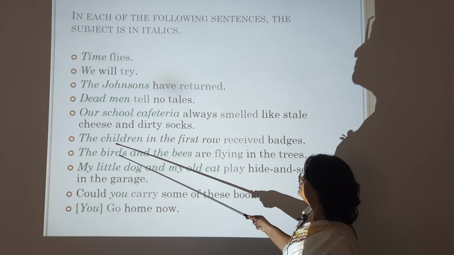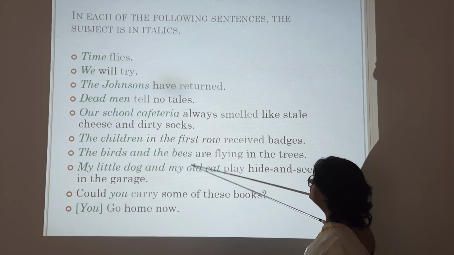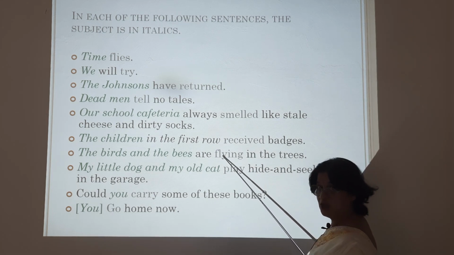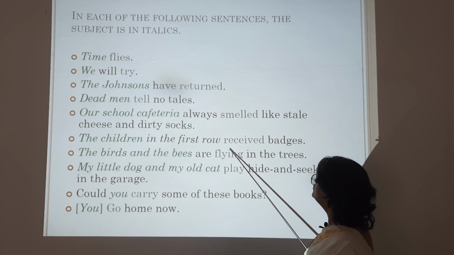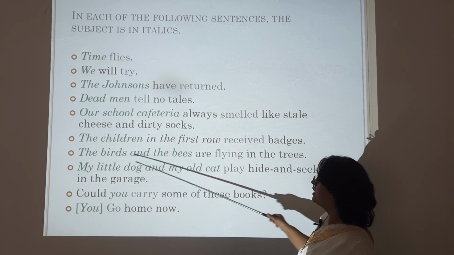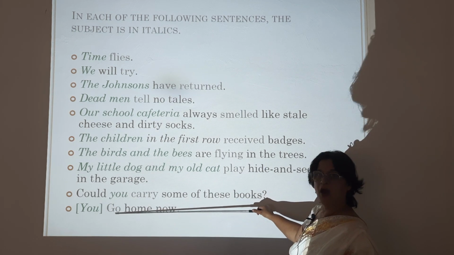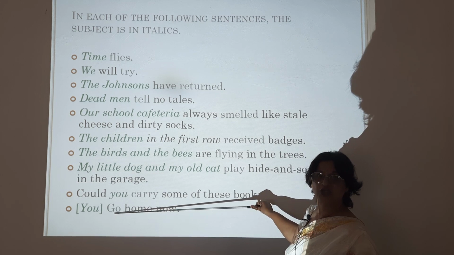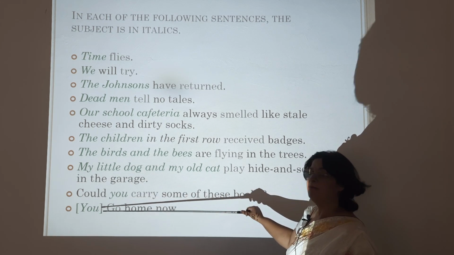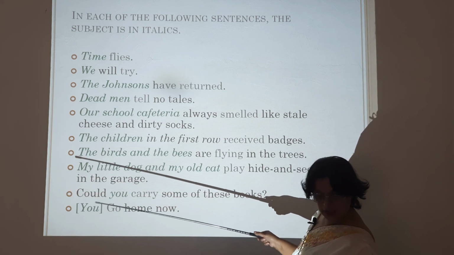Now, here you have the birds and the bees. The birds and the bees are flying in the trees. Who are flying? First you identify the verb, then you see who are flying. The birds and the bees are flying. So this becomes the subject. Look at this. Go home now. This is again an instruction or an order. So you was missing here, but it is quite understood that you is the subject.